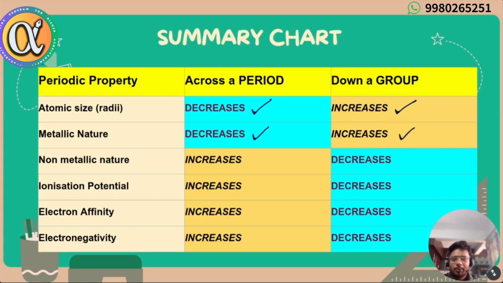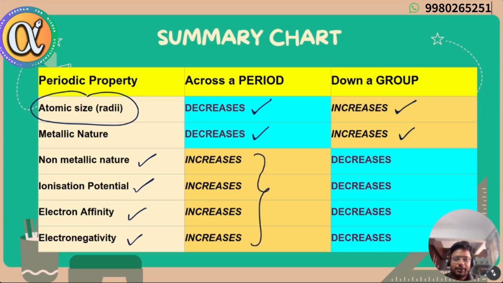If you look at the other four properties, non-metallic characteristic, ionization potential, electron affinity, and electronegativity, they have trends opposite to the trend in the atomic size. For a quick recap, if you forget in an exam and don't have enough patience to think in detail, you can just remember that size trend is easy to remember. It decreases across the period, increases down the group. And the others, non-metallic properties, ionization potential, electron affinity, and electronegativity, they all have opposite trend to atomic size. Clear?